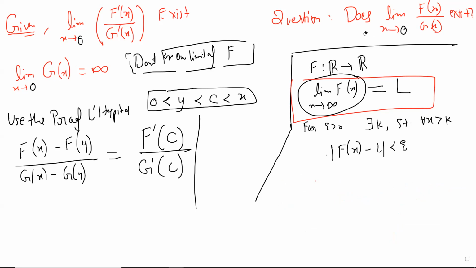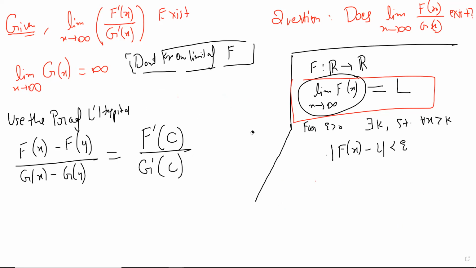So let me do one thing. Let me not create more confusion by making this 0. Let me keep this infinity only, otherwise more and more confusion will come. Though nothing is lost if I make it 0, you may not know if you've understood it correctly or not. So let's keep it as it is. Let me just say x is bigger than y. That's all. And c is in between, and there is no other condition because we are going to infinity.